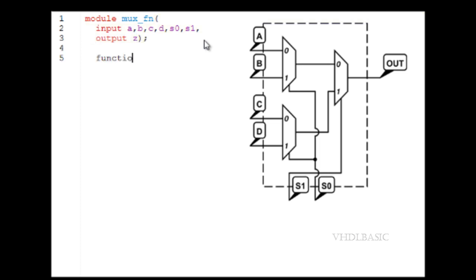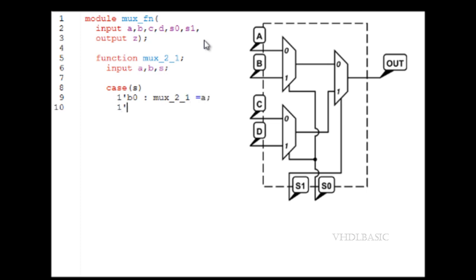So here there are 4 inputs A, B, C, D and 2 select lines S0 and S1. With respect to the select lines, inputs A, B, C, D will be assigned to the Z. For example, if both the select lines are 0, then input A will be assigned to the output Z. If both the select lines are 1, then input D will be assigned to the output Z actually.